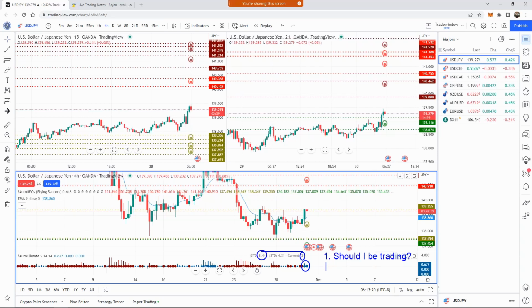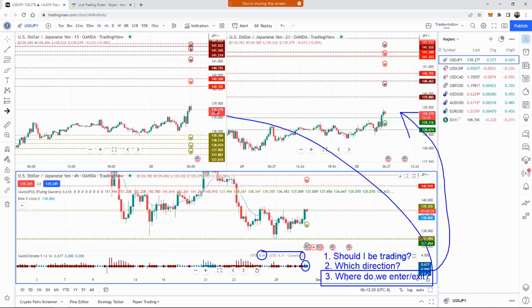All right. Question number 2. Which direction? Same thing gets answered by this auto climate. We are looking for longs. We have a statistical edge to look for long trades. And then of course the final question that we need to be asking ourselves is where do we enter and exit? For this third question, we're going to end up utilizing the charts above here. So this one here and the one over here.